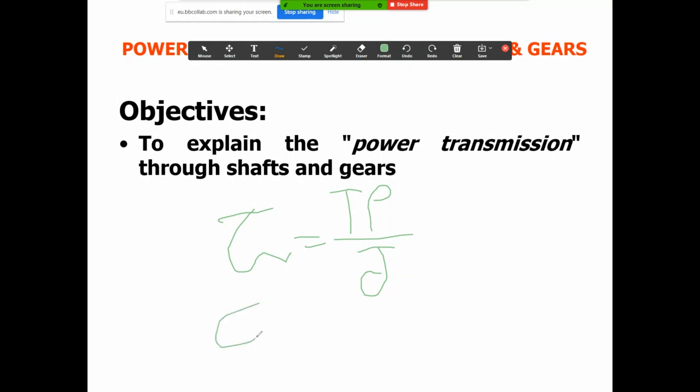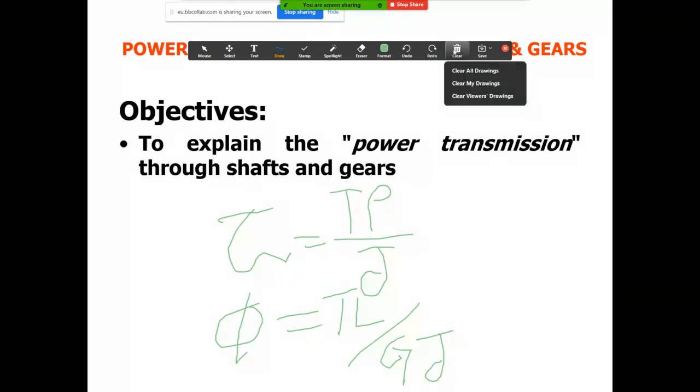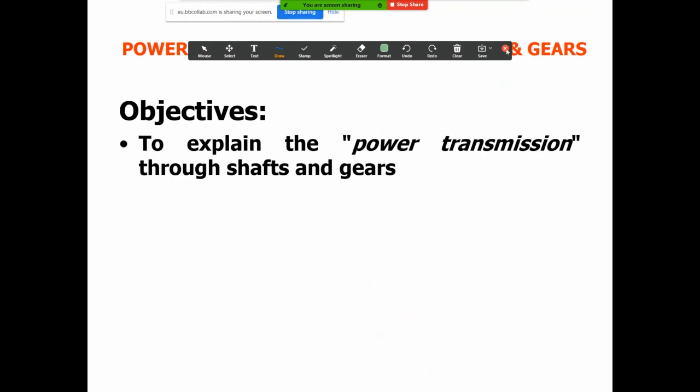Also, the angle of twist due to the torsion is related to the torque multiplied by L divided by the shear modulus G multiplied by the polar moment of inertia J. Also, you have to design your shaft to transmit the power through the gear and the shaft without any problem in the deformation or the angle of twist. Okay, I hope it's clear now.